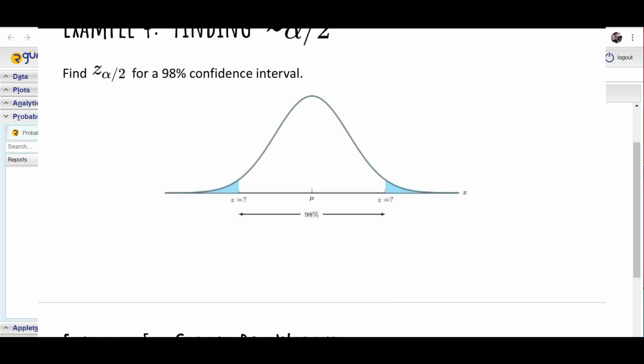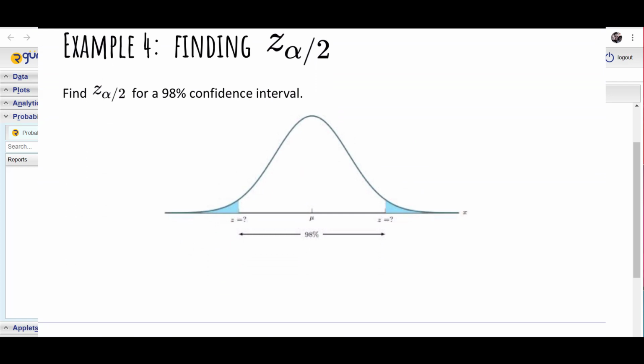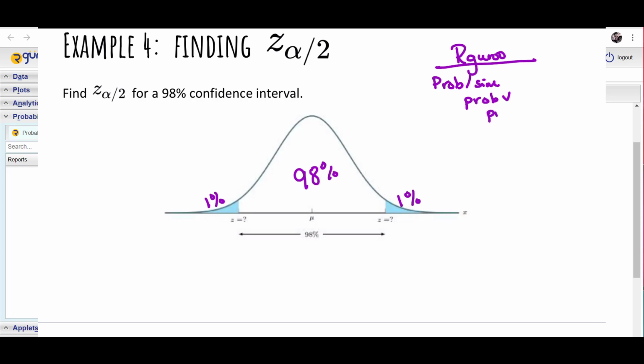Let's do 98%. All right, so if we've got 98% in the center here, what's left over? So the whole thing is 100%. That leaves 2%. So that's 1% on either side. So we're going to go to Rguroo. We are going to go to probability and simulation. In the probability drop down, we're going to choose probability calculator. And we're going to choose continuous.